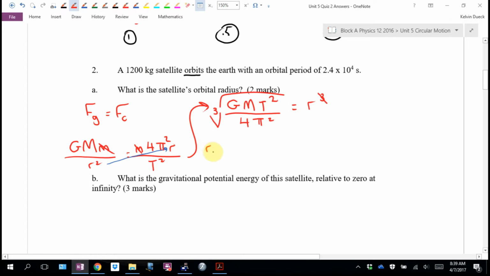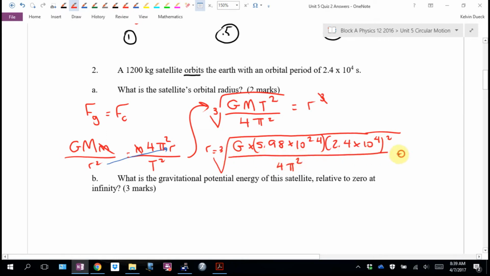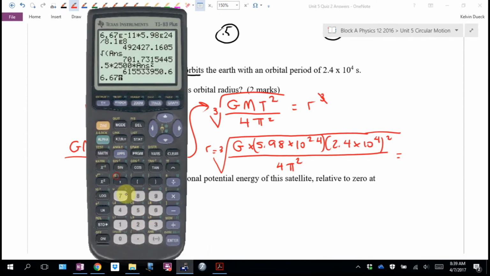I don't know if I'm going to be able to fit this all in. r is going to be the cube root of, I'm just going to rewrite G because I don't think I'm going to fit all this in: 5.98 times 10 to the 24th, 2.4 times 10 to the 4th squared, all over 4 pi squared. 6.67 times 10 to the negative 11 times 5.98 times 10 to the 24th times 2.4 times 10 to the 4th squared divided by 4 pi squared. Typo up there, Mr. Dewick.